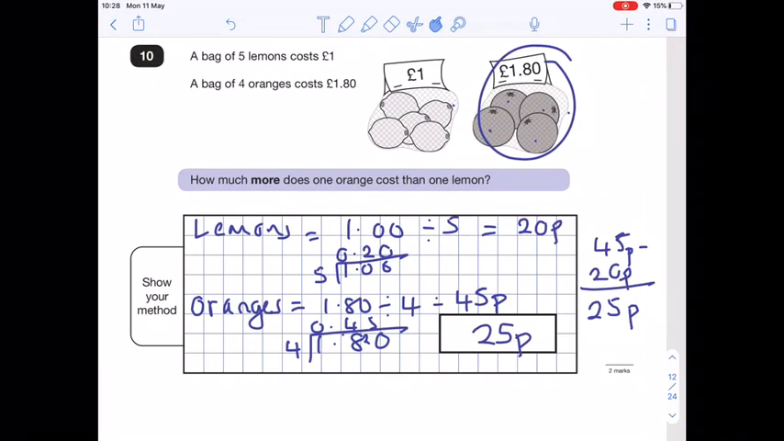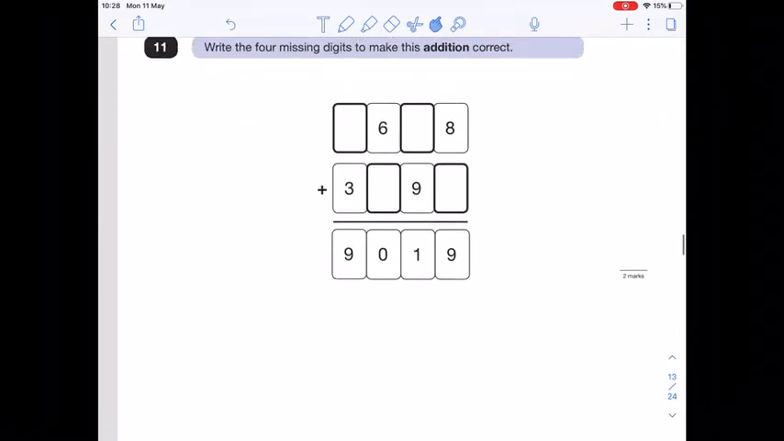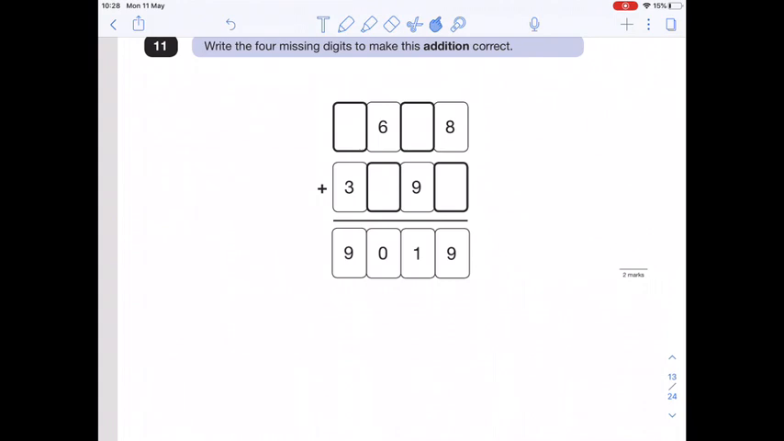Oops, sorry. Next one. Write 4 missing digits to make this addition correct. So, you're going to start in the same place that you would always start with any addition, which is in this column here, isn't it? You'd always start with this column. So what can I add to 8 to get 9 at the bottom here? So you're going to put a 1 in there probably.